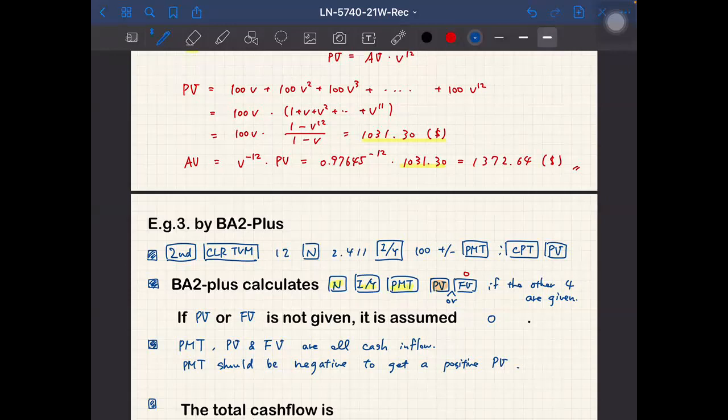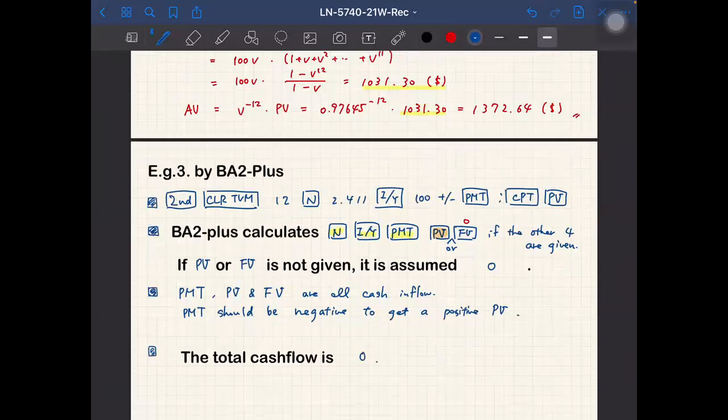So it's not essential. If you just type 100 as payment, then present value becomes negative 1031. And the total cash flow is assumed to be 0. So basically this is the same assumption as cash inflow and cash outflow being the same. So the TVM function in the BA II Plus works in this way.